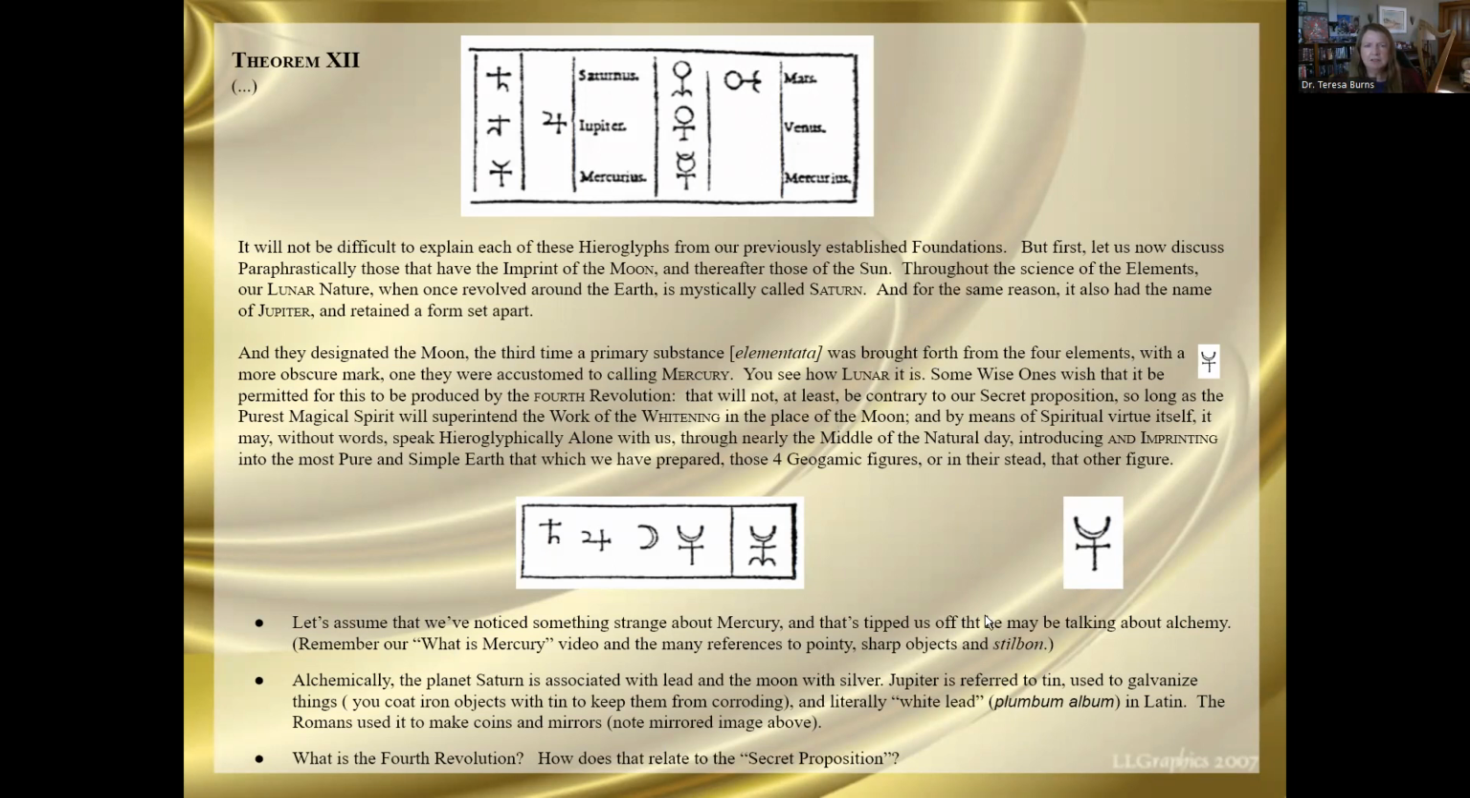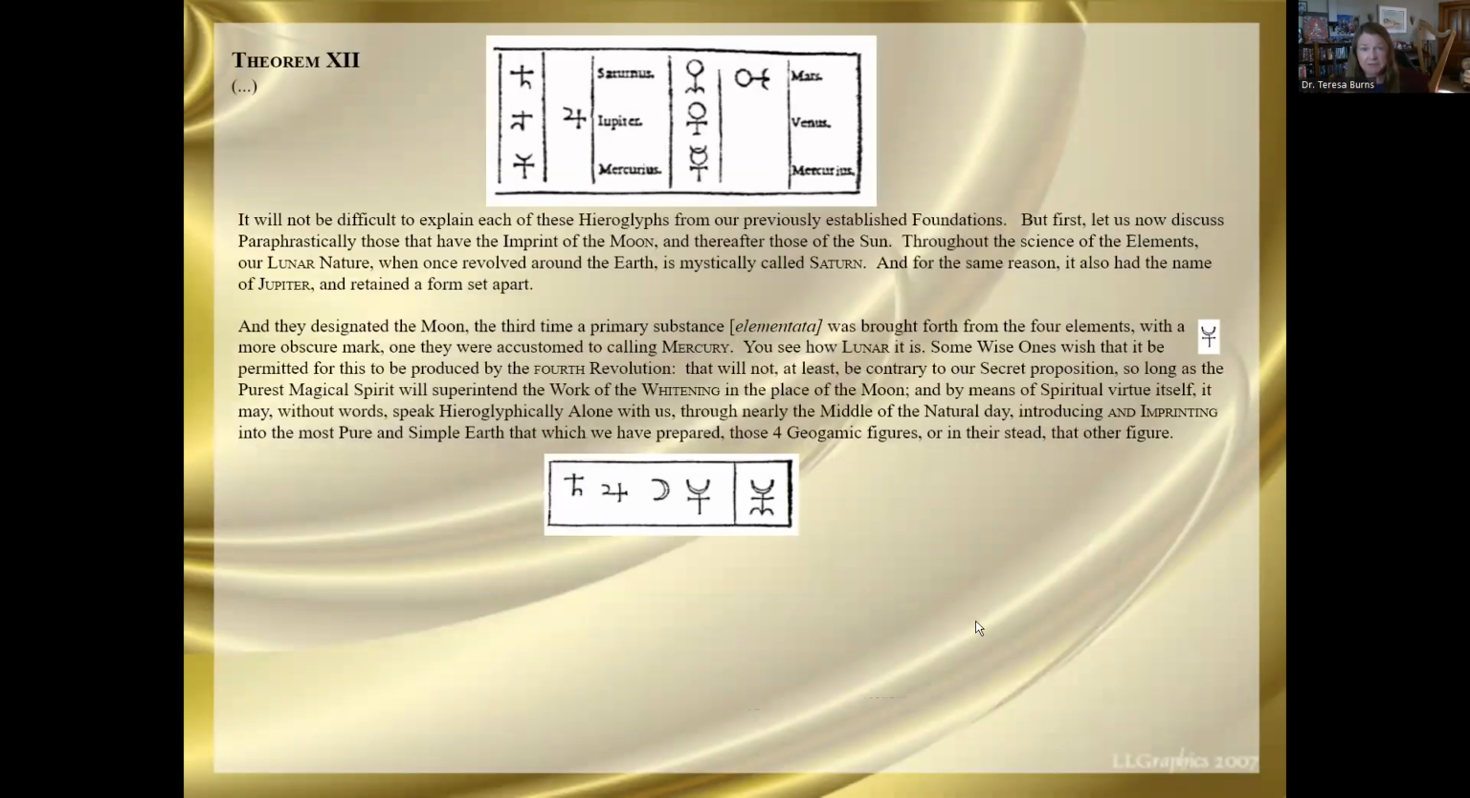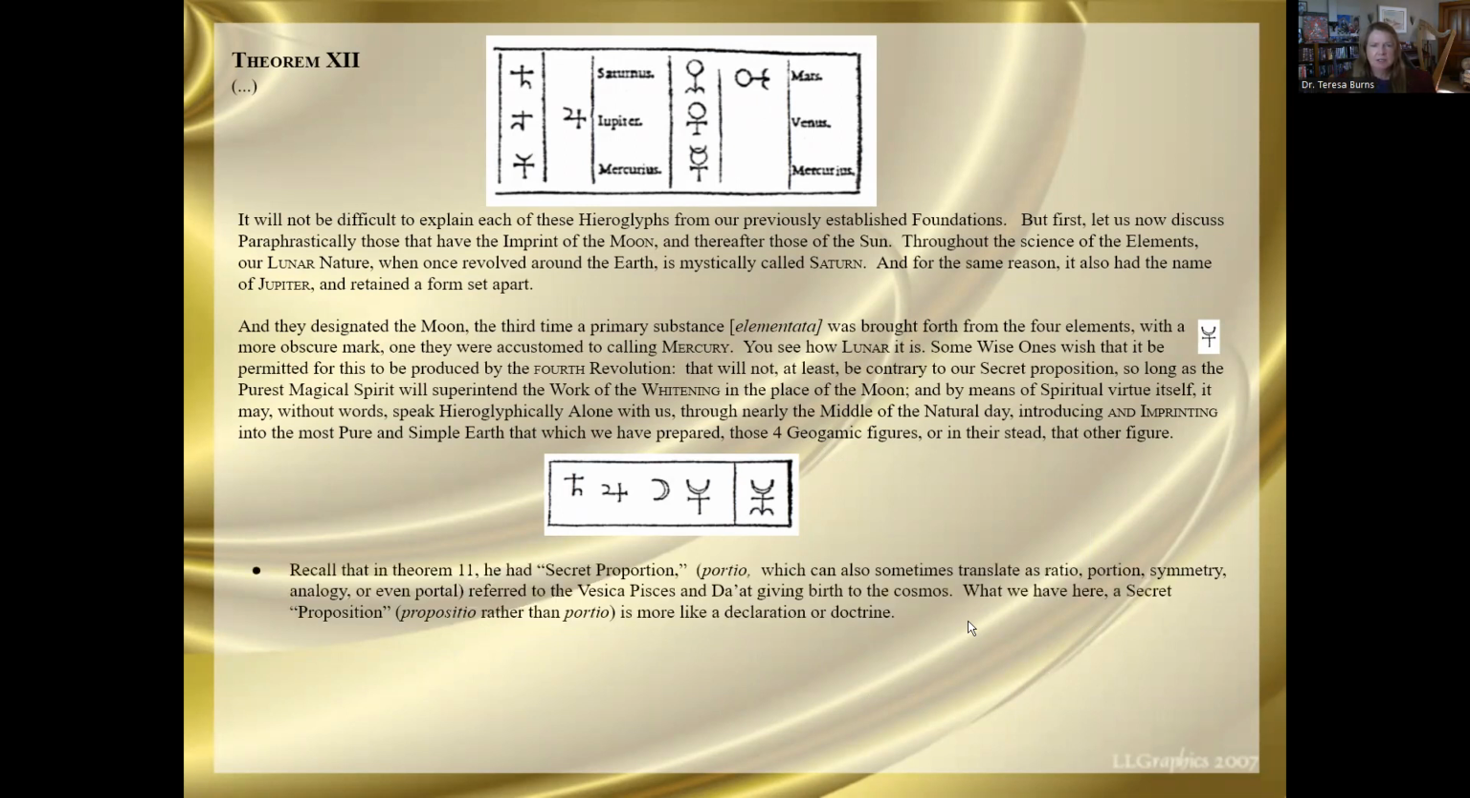So we still haven't answered what is the fourth revolution and how that relates to the secret proposition. Now, I've separated into the next video most of what he's doing here with long world ages, but since he has all of these different symbols for Mercury and is associating them with revolution, I'm going to also have to say some about it here. So if you don't know what long world ages are, I'm going to talk about that in just a couple more slides, but bear with me while we look at his secret proposition.